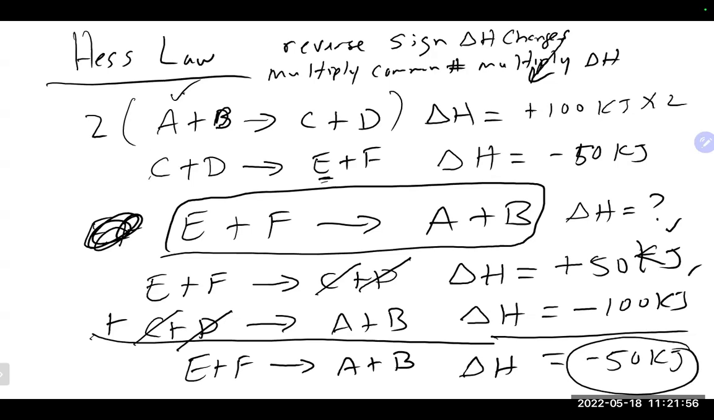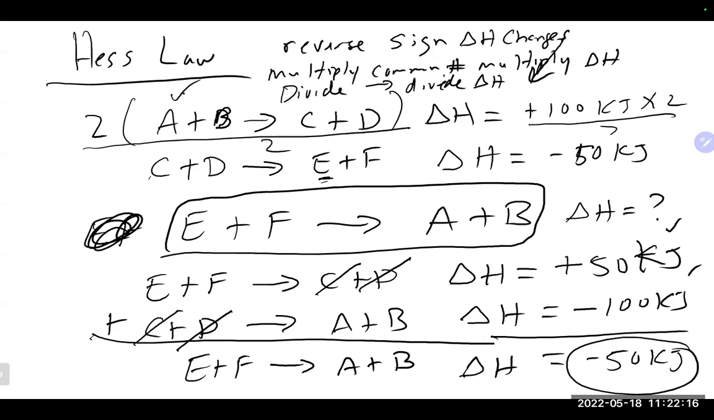And lastly, the last thing you could do is divide by a common number. If you need to divide by a common number, you would also divide the delta H by that number. If I had to go back through here and divide everybody by 2, I would divide this one by 2 as well. So those are the 3 ways that you can manipulate these delta H reactions. If you reverse it, change the sign. If you multiply, multiply the delta H by that same number. And if you divide everybody by a common number, you divide the delta H by that number. Any question on Hess's law there?